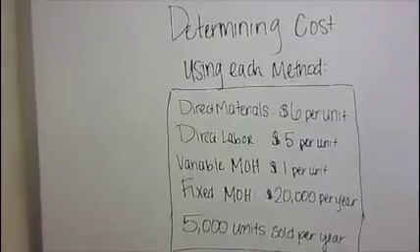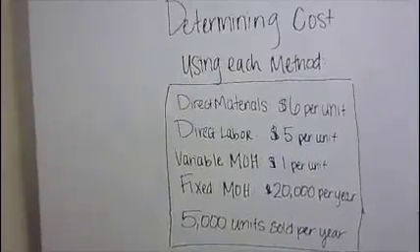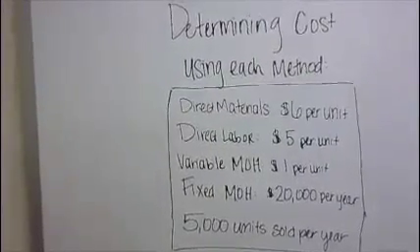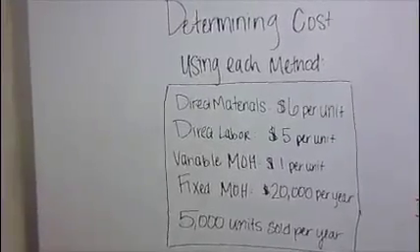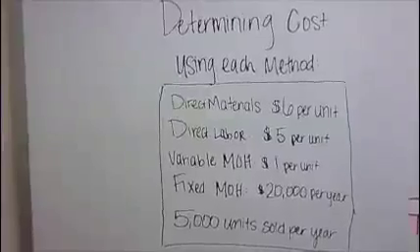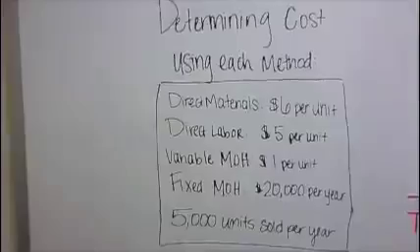Let's look at an example. Here we are going to be determining the costs using each method. As you can see, we've set up prices: direct materials is $6 per unit, direct labor is $5 per unit, variable manufacturing overhead is $1 per unit, and fixed manufacturing overhead is $20,000 per year. 5,000 units are sold per year.